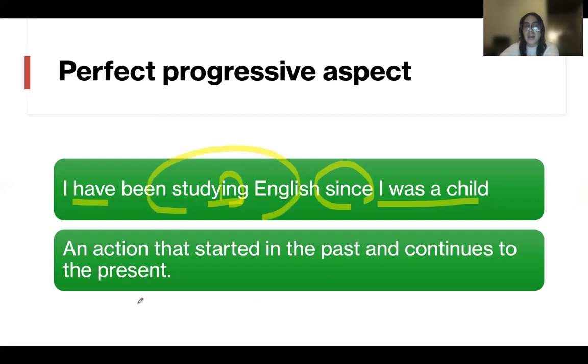activity. So for that reason, it is an action that started in the past and continues to the present, but we are using the help of ing, which is the gerund form, and also an auxiliary, which is have been.